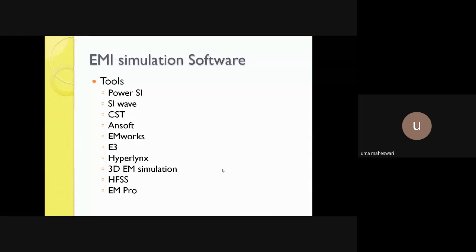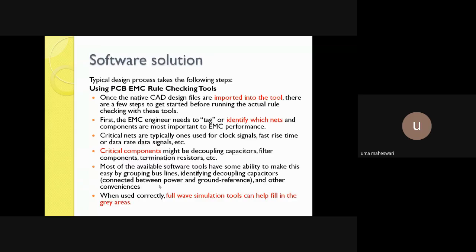Coming to the EM simulators, that is electromagnetic simulators, full wave simulators, the Maxwell's equations solution. We have many commercial tools available: Power SI, Power SI Wave, CST, and so on. Also EM Pro and HFSS. So various high-end EDA providers are providing tools for the simulation part.